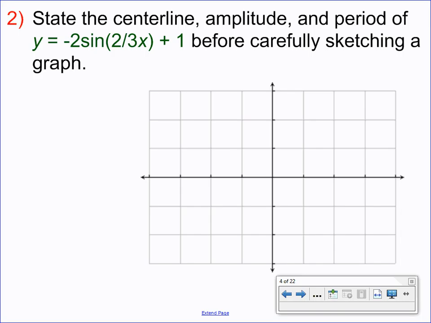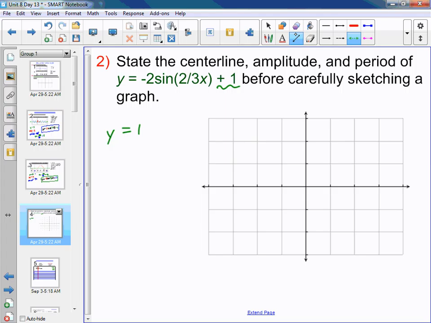So let's go ahead and state the center line. We can pick out our center line simply by looking at my equation. It looks like that addition or subtraction outside of my parent function is my center line. In this case, it's a positive 1. So I know my center line is y equals positive 1, and I'll go ahead and put that on my graph.